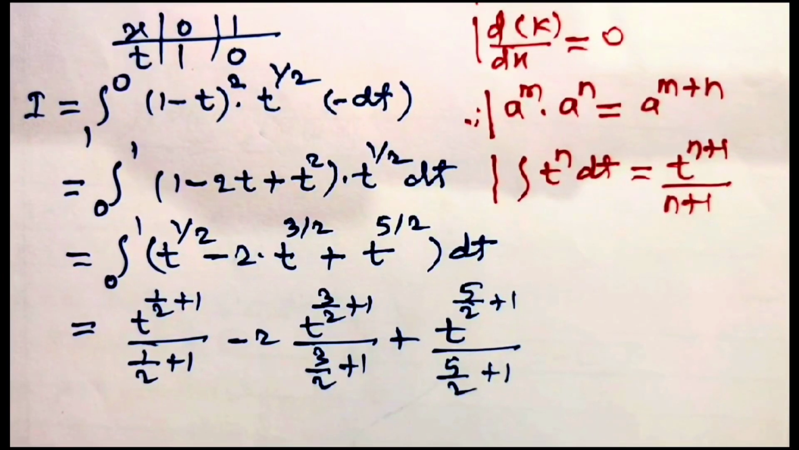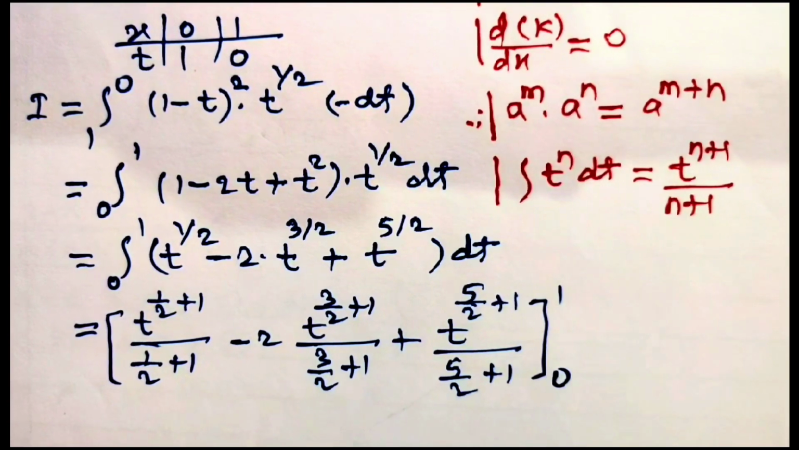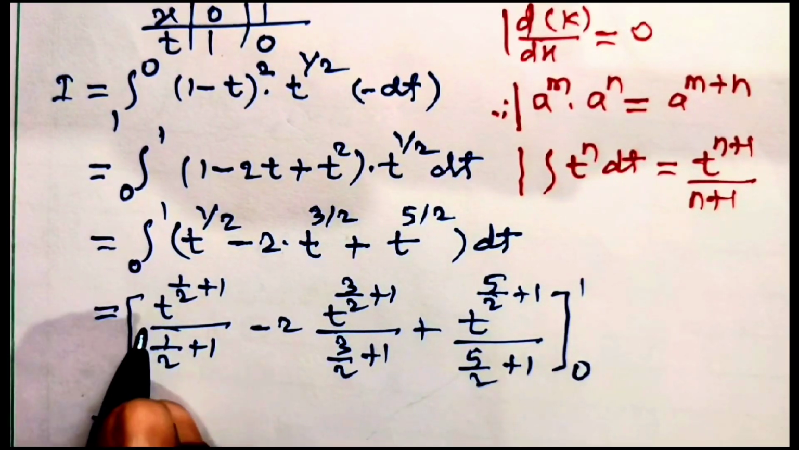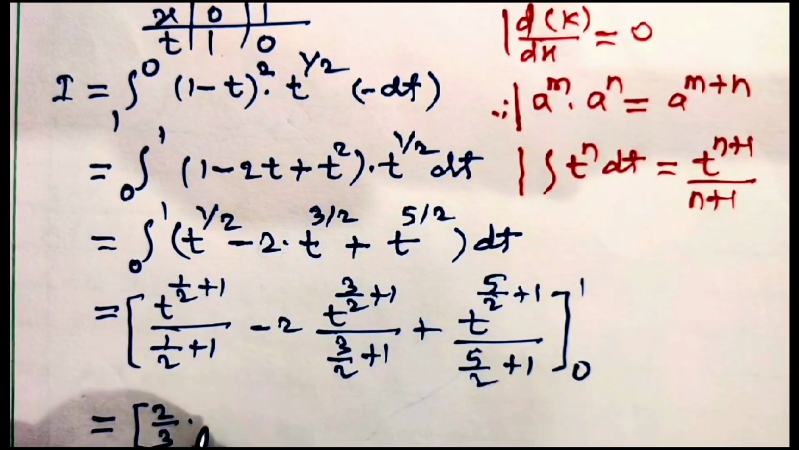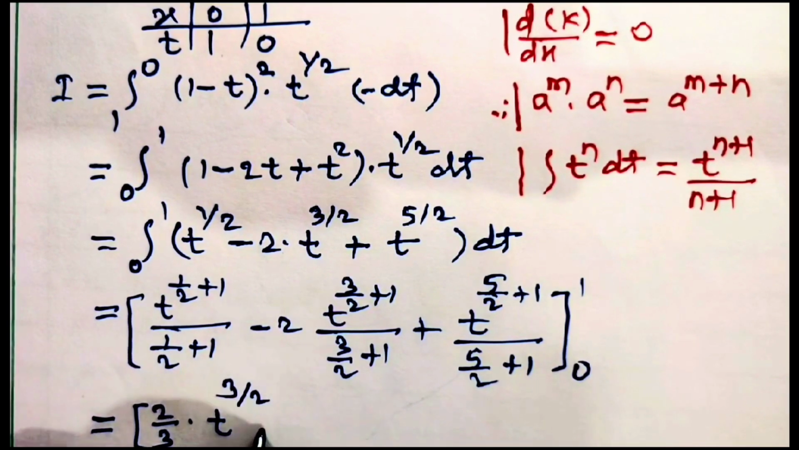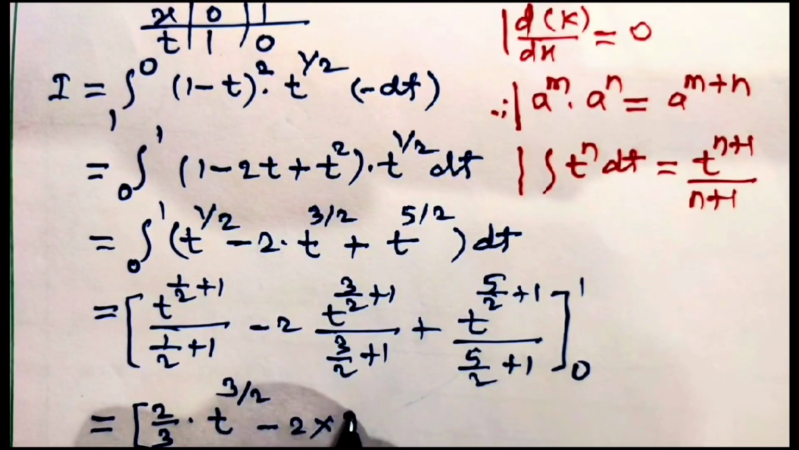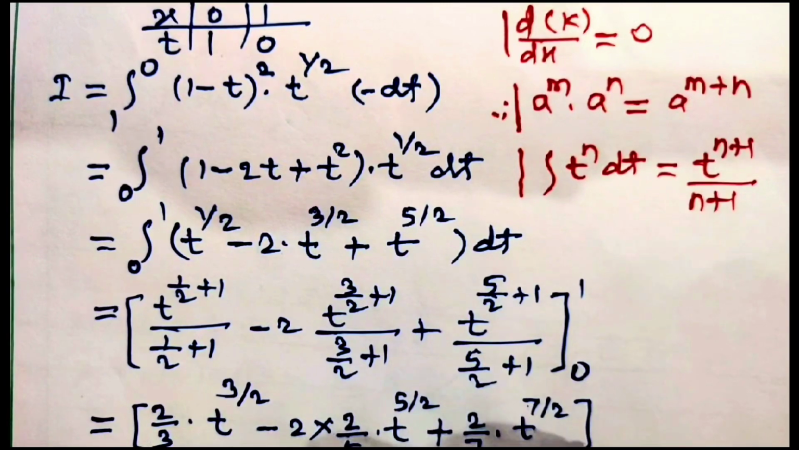Okay, and limits are from 0 to 1. Simplify and put the limits. Hence, I is equal to, we can write half plus 1 is 3 upon 2. We take the numerator, that becomes 2 upon 3 t to the power 3 upon 2 minus 2 into 3 upon 2 plus 1, that is 5 upon 2. This becomes 2 upon 5 t to the power 5 upon 2 plus 5 upon 2 plus 1 is 7 upon 2. This can be written as 2 upon 7 t to the power 7 upon 2. Limits from 0 to 1.